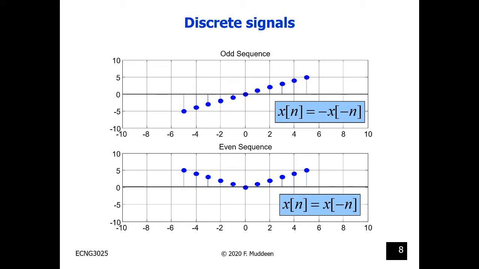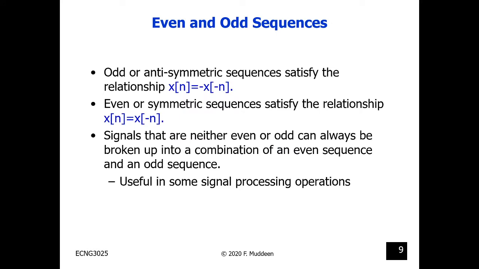Any signal that is neither even nor odd can always be broken up into a combination of even sequences and odd sequences. And this becomes even more evident when we look at the Fourier transform later on within the entire series. The slide just recaps what I just said, but basically what we look at more is when we're trying to break up signals into even and odd sequences. This actually helps us a lot when we go into signal processing operations later on within the course.